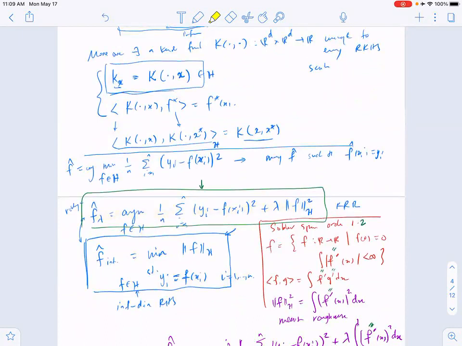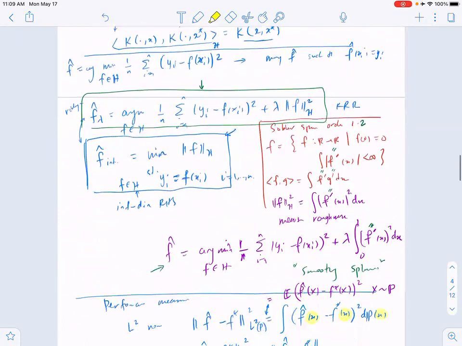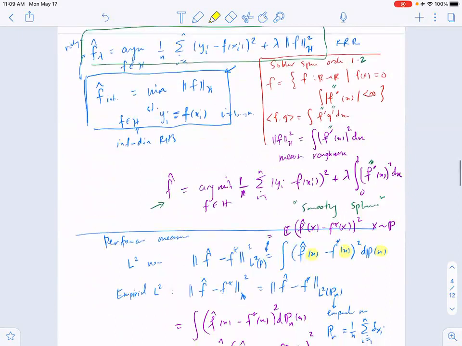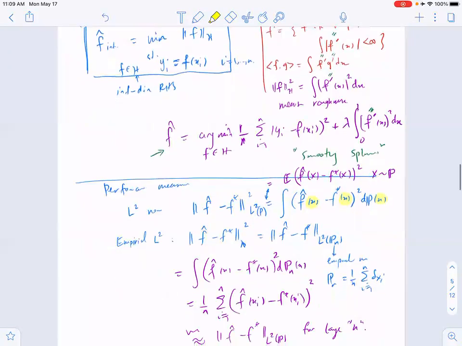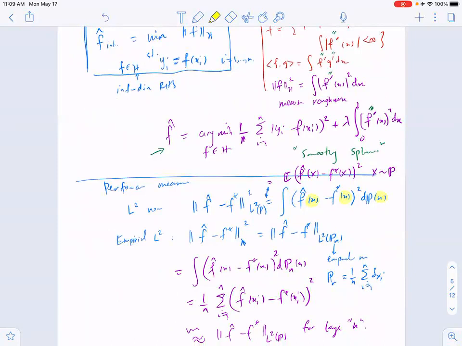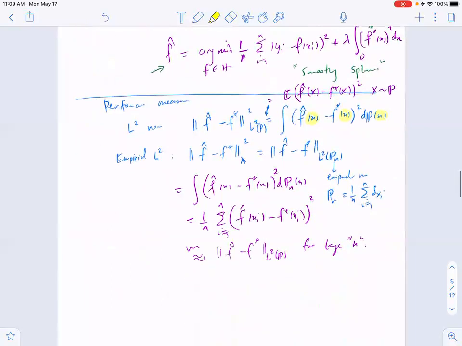And there are certain interesting examples of this, like the smoothing spline, where this is a Sobolev space. This norm is like the integral of the squared derivative, the L2 norm of the derivative, or second derivative, and so on. Okay, so that was the last time. So any questions or comments about this?